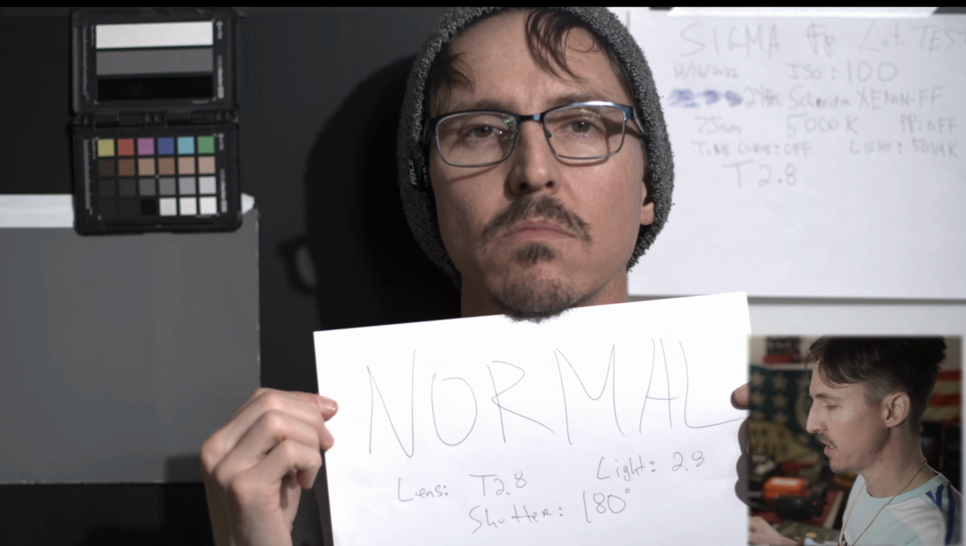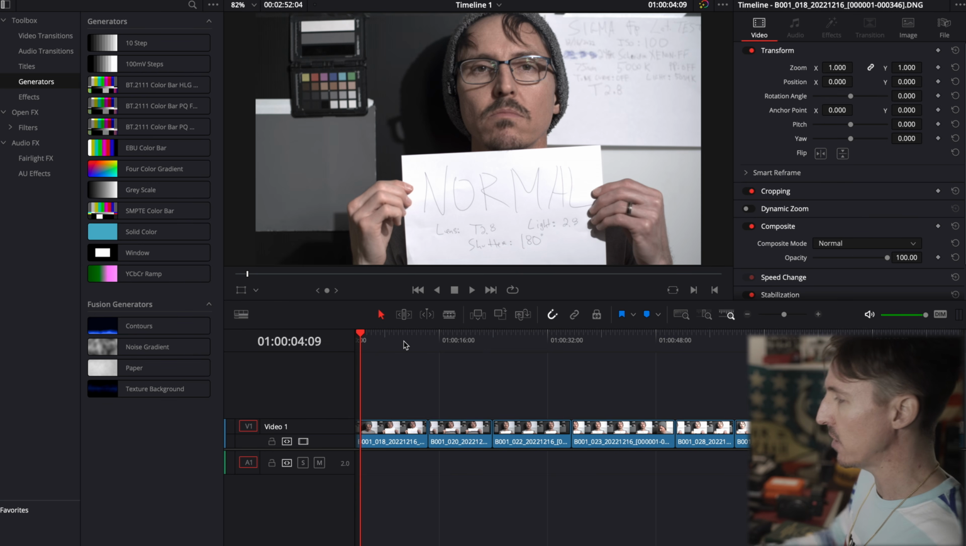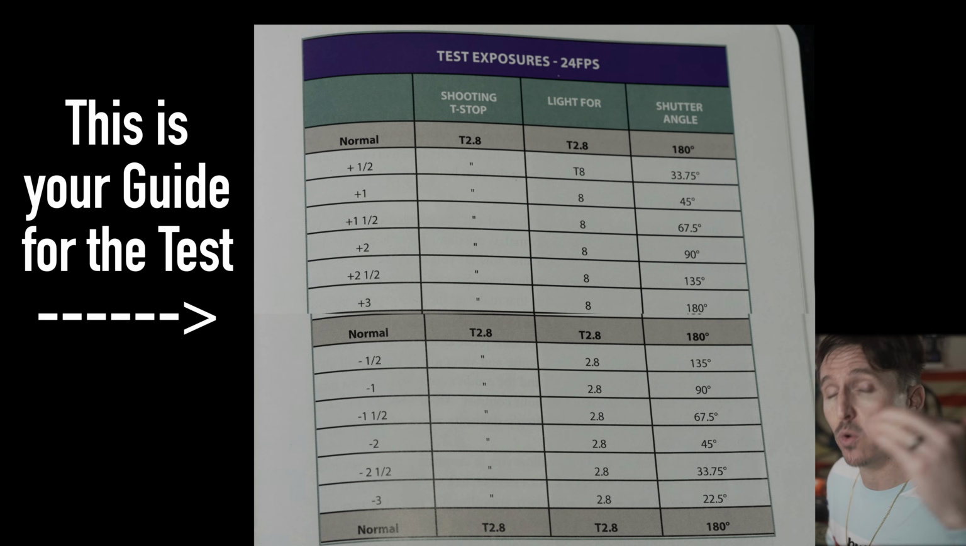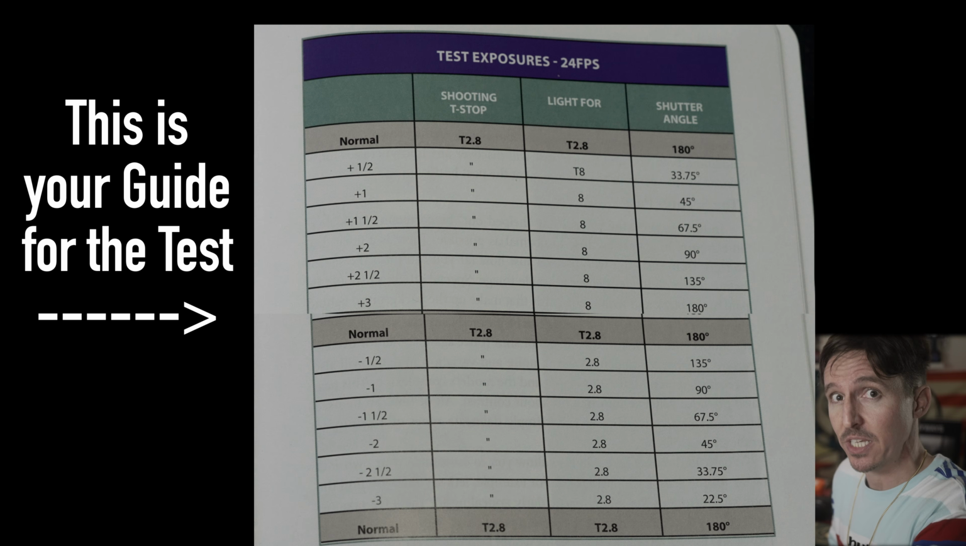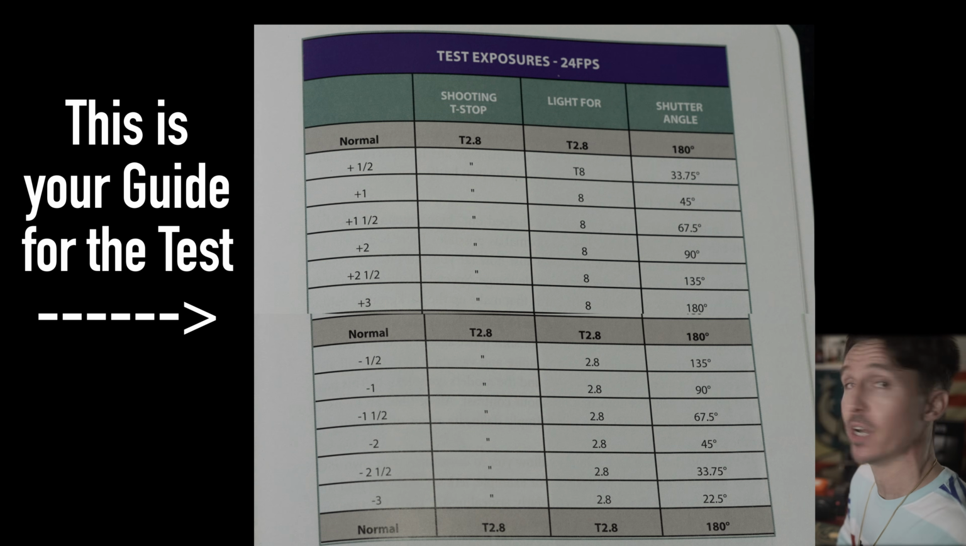So in the end here, you'll notice you're going to end up with 15 different shots, and I've outlined those in here, right? You're going to have 3 normal exposures. Again, that's 24 frames per second, 180-degree shutter with your camera's base native ISO. For the FP, it's 100, right? With the lens at a 2.8 and the light also at a 2.8, okay? That is normal exposure. You're going to have 3 of those.